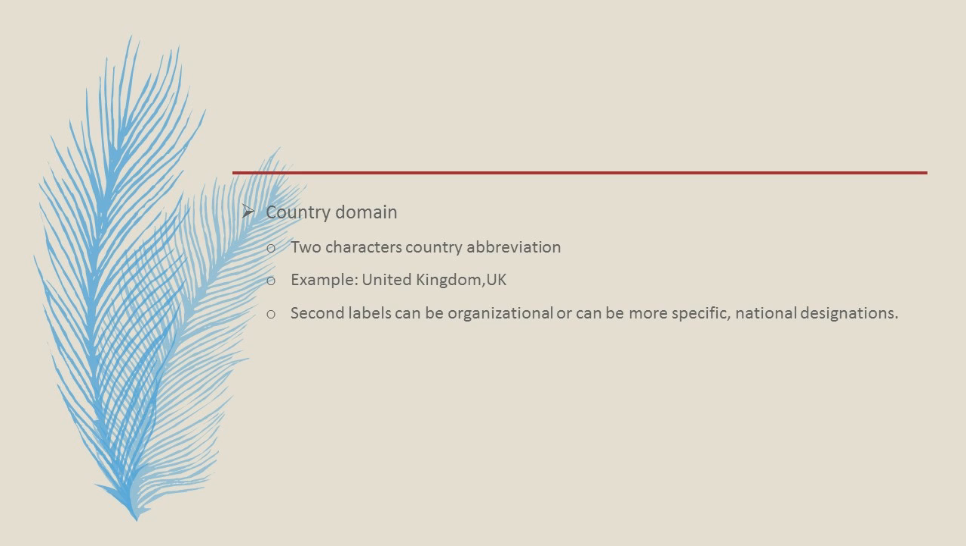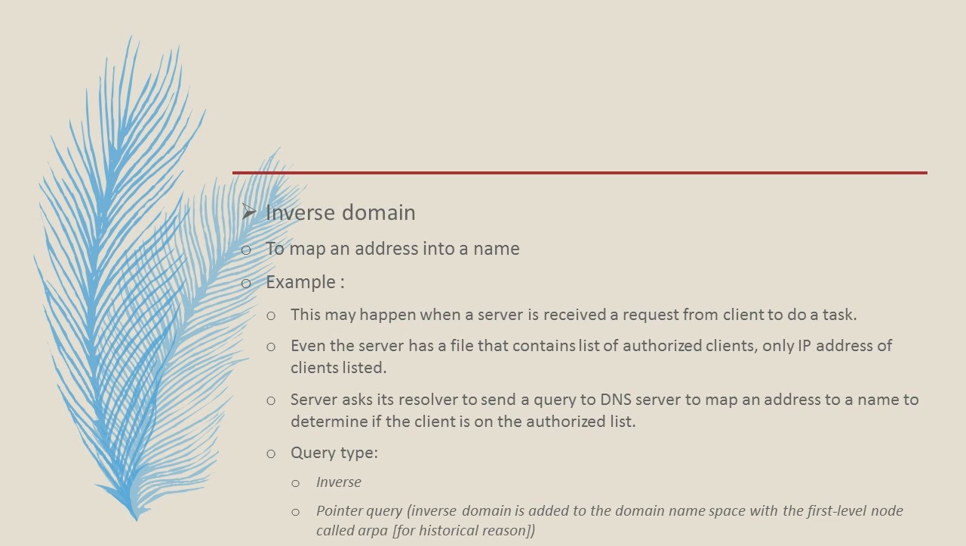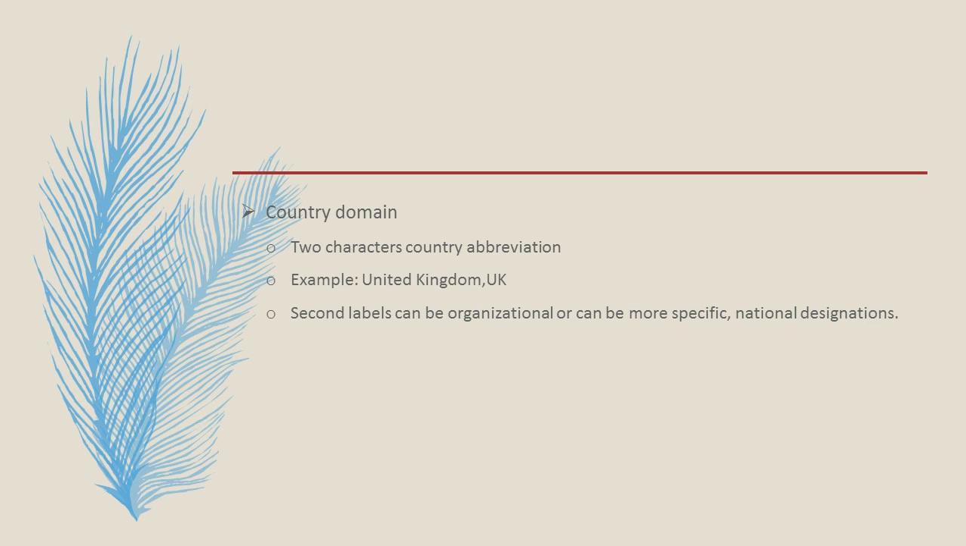Second labels can be organizational or they can be more specific national designations. The United States, for example, uses state abbreviations as the subdivision of US. For example, CA.US. The inverse domain is used to map an address to a name. This may happen, for example, when a server has received a request from a client to do a task. Although the server has a file that contains a list of authorized clients, only the IP address of the client, extracted from the received IP packet, is listed.